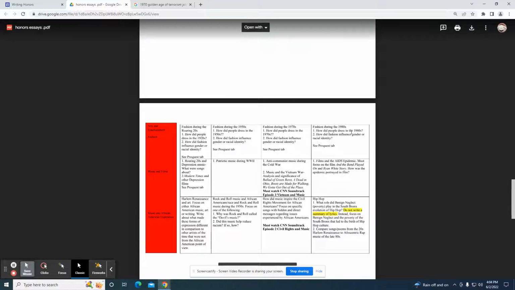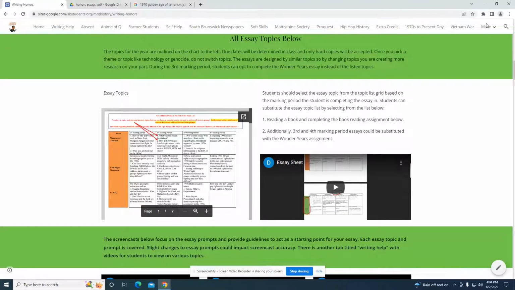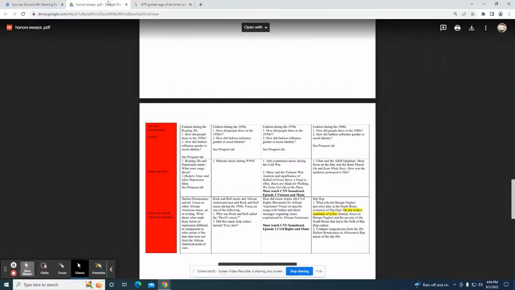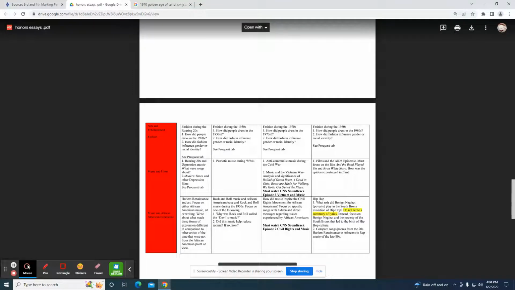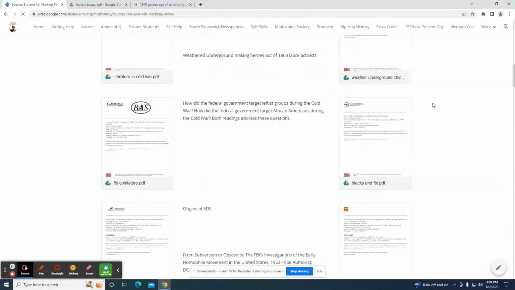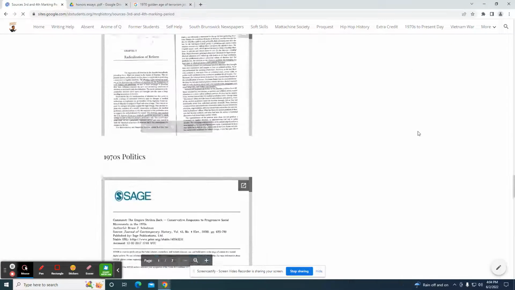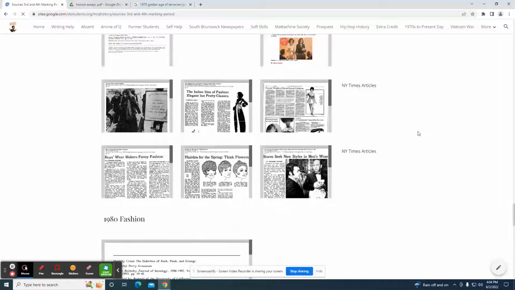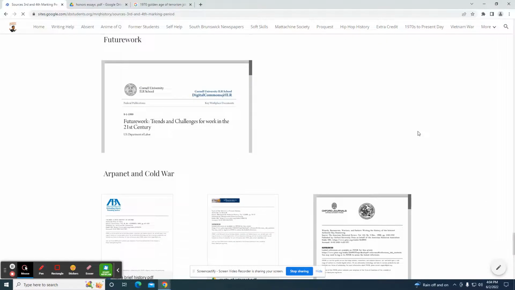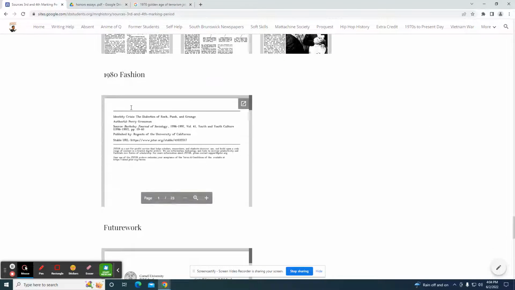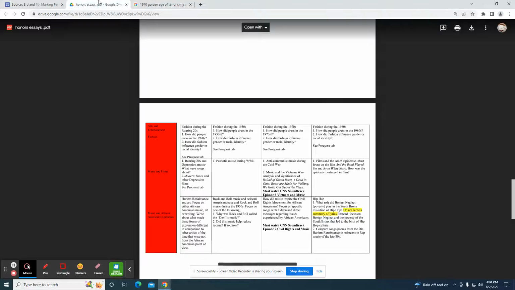Fashion. How did people dress in the 1980s? You can go on my site. There's a section there under second and third marking period. There's a couple of sources for that. How did fashion influence gender or racial identity? So you can focus on some of those components. I know I have some somewhere on there. There you go. Fashion in the 70s. Well, that's the 70s. There's future work. 1980s fashion. This article right here.